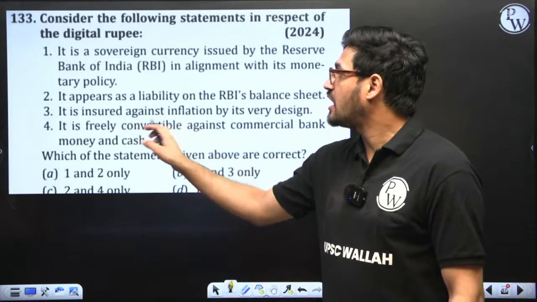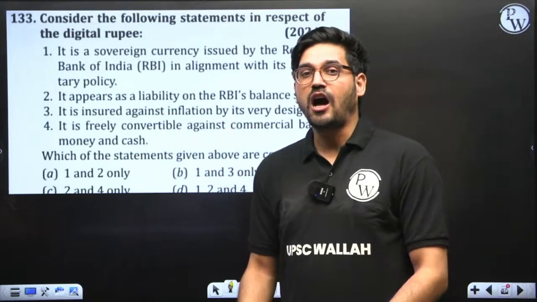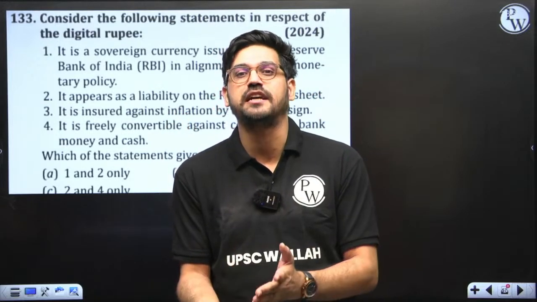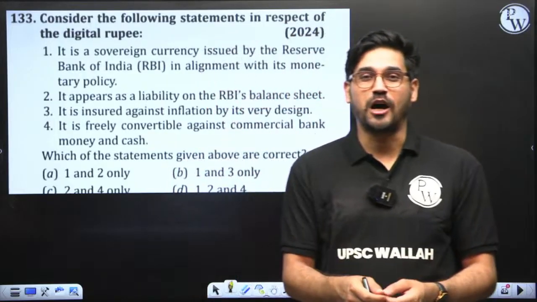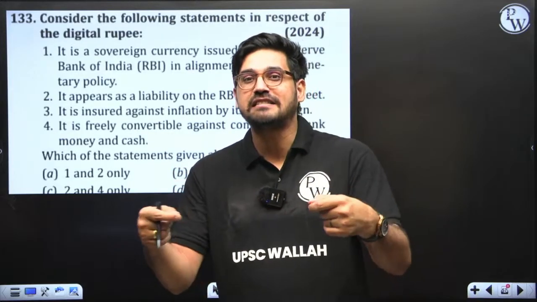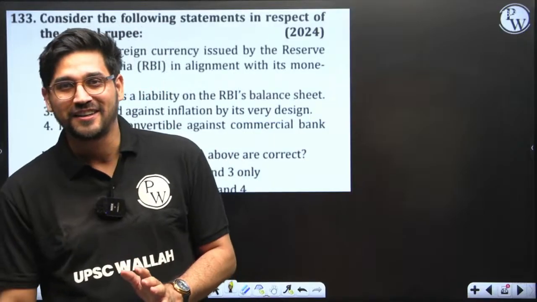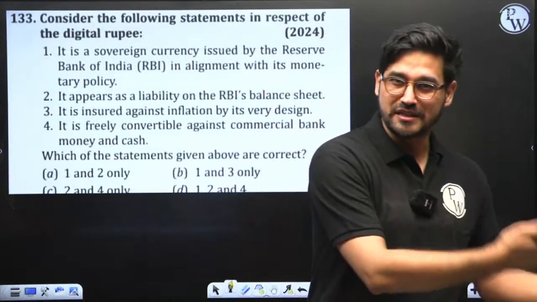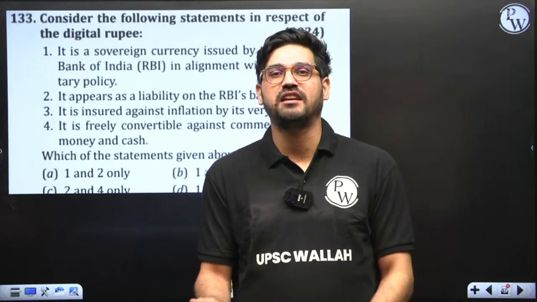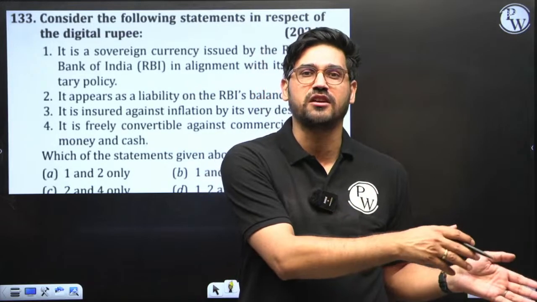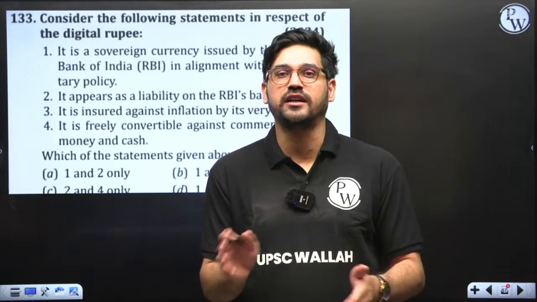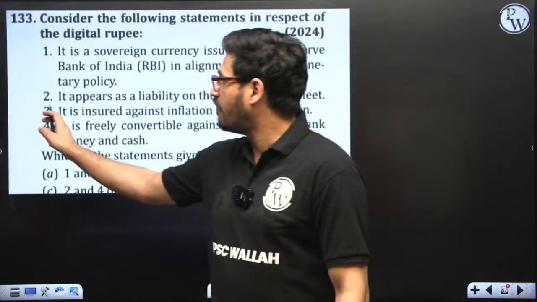3 says it is insured against inflation by its very design. Now, how can the digital rupee be insured against inflation by its very design? How can you design a currency in a manner that it will not become inflationary? It is not in the hands of the currency itself to make it inflationary or not. Digital rupee, or paper currency or metal coins, are not protected against inflation by their very design. Inflation is caused by either more money in circulation or by fewer goods in circulation. There is nothing in the design of the digital rupee which can automatically protect it against inflation. So 3 is the obviously wrong option.